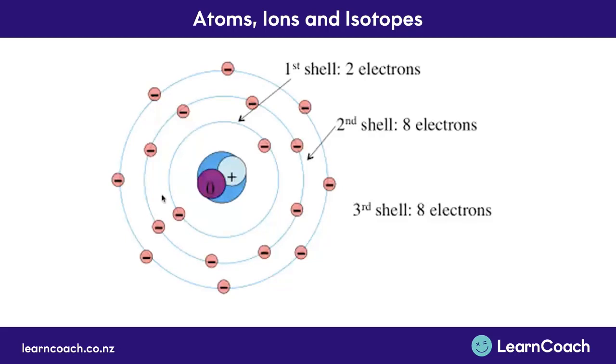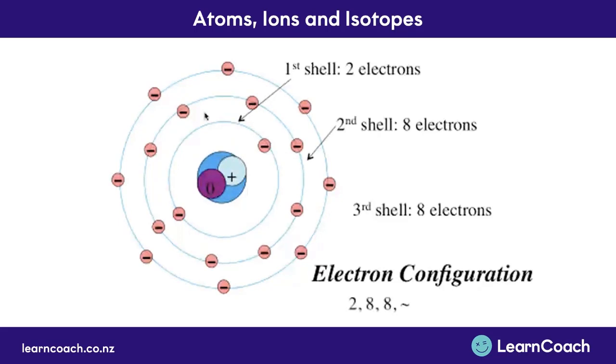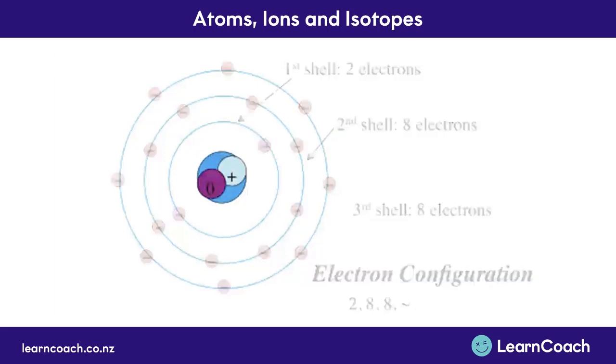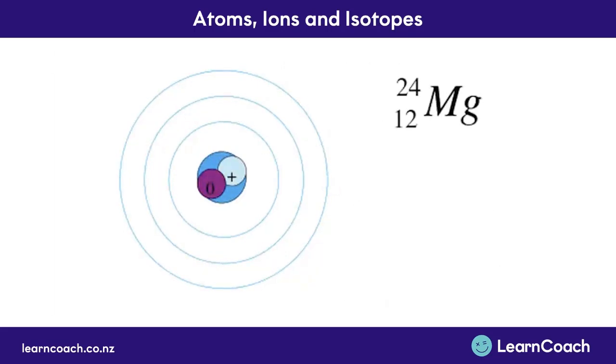Now we can write down this order of electrons. It's 2 in the first shell, 8 in the second shell, and 8 in the third shell. This is called your electron configuration, just the way that the electrons are arranged in their shells. We can write this shorthand as well, as 2, 8, 8, meaning there are 2 in the first shell, 8 in the second shell, 8 in the third shell, and if there are any left over, we'll put them in the 4th shell. Let's have a look at magnesium now.